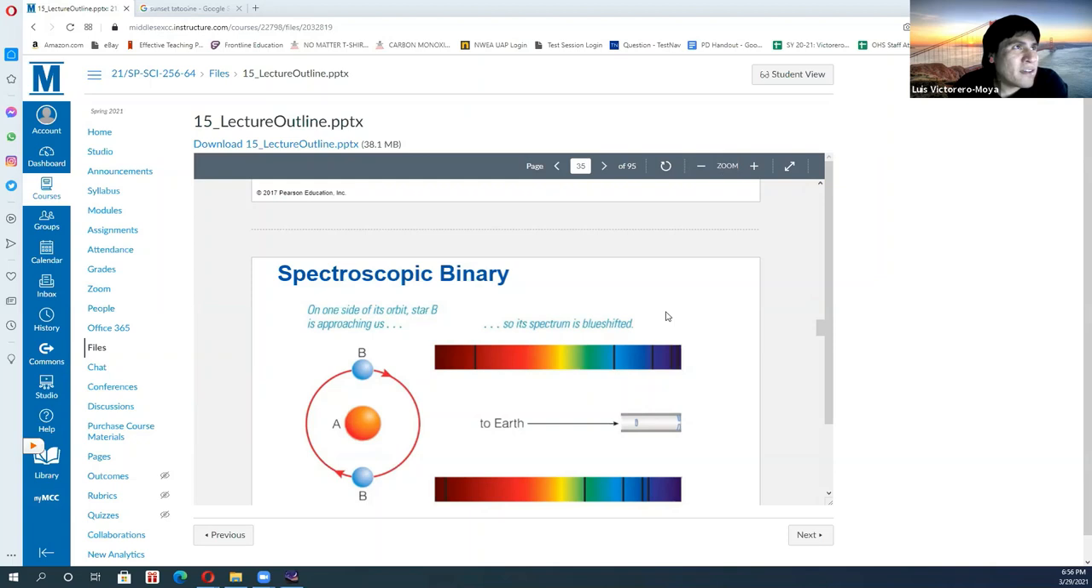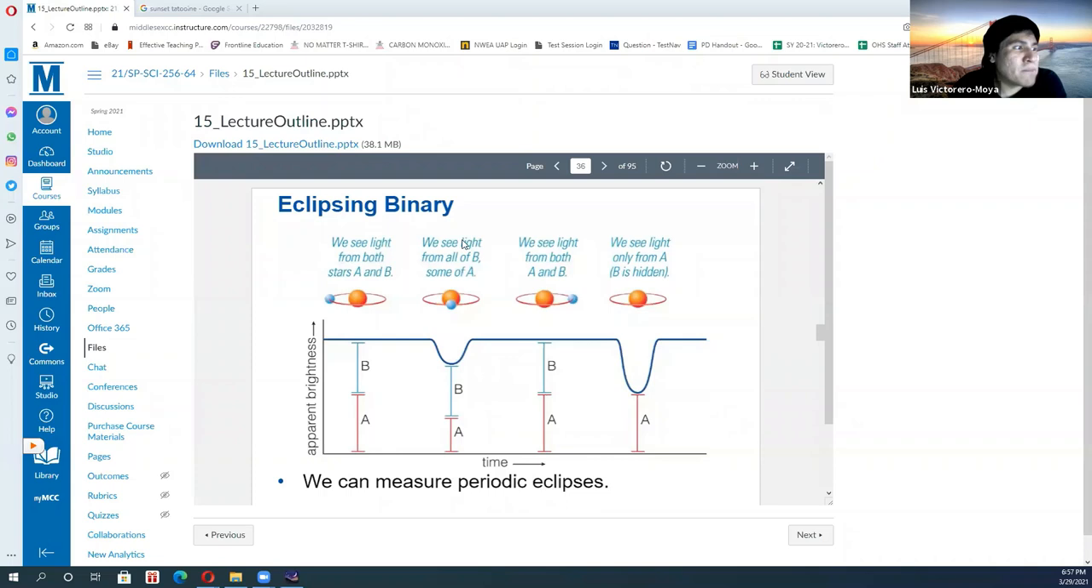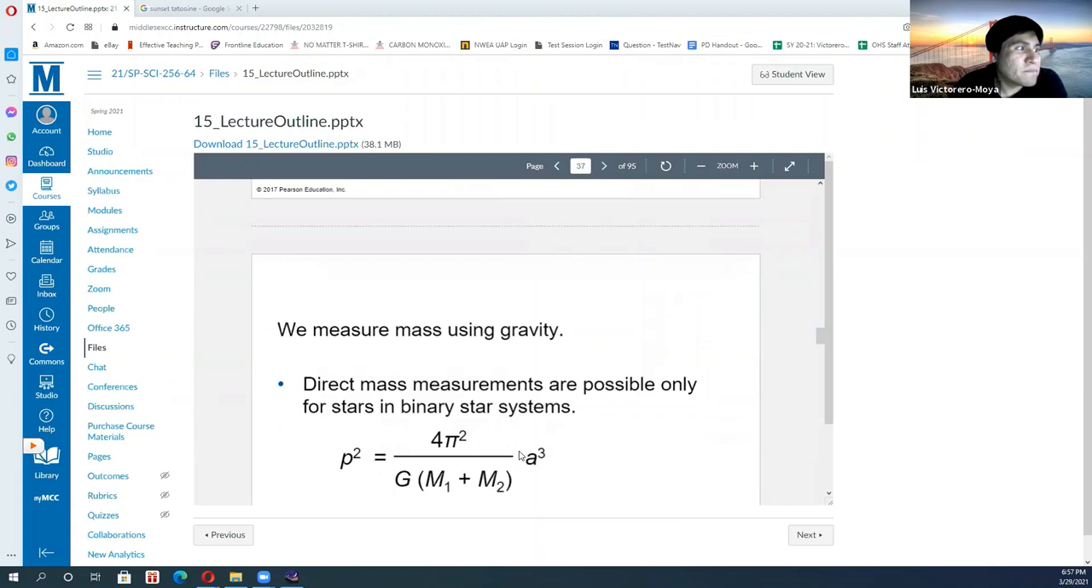Anyway, here is your spectroscopic binary. It has to do with the lines. Either they are redshifted or blueshifted. So it's based on the Doppler shifts of the spectral lines. All right. And here is your eclipsing binary. We use eclipsing binaries to measure those periodic eclipses. And then with that, we can measure the period, the distance, and the mass. All right? Using this equation here. Are there any questions?